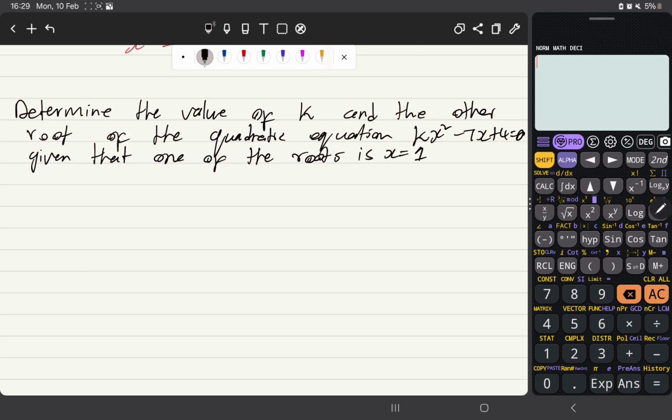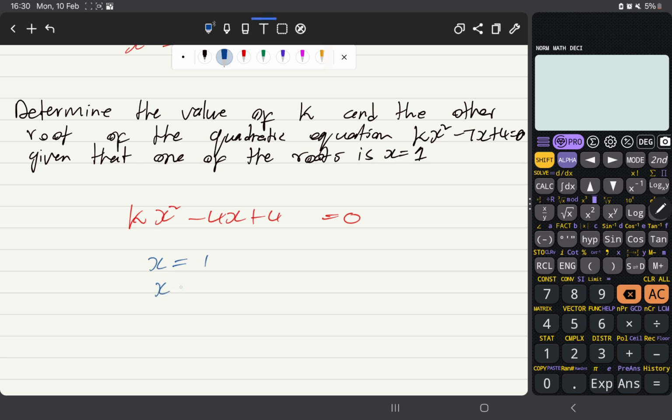All right. I should have mentioned, spoilers, that I have bad handwriting. For this one, they say determine the value of k and the other root of the quadratic equation. So we have that quadratic equation. Let me write it down. kx squared minus 7x plus 4. So I'm going to have to find the value of k and the other root of this equation. I know one of the roots is x equals to 1.